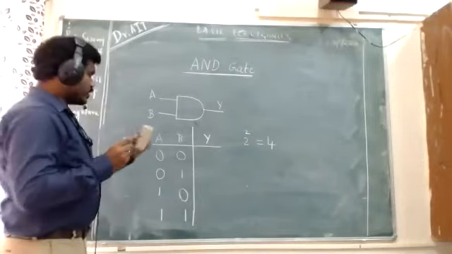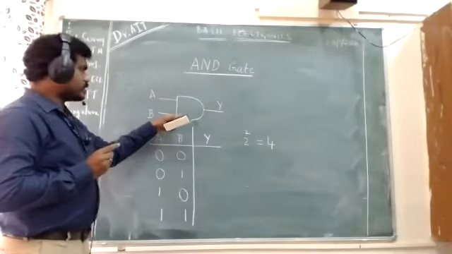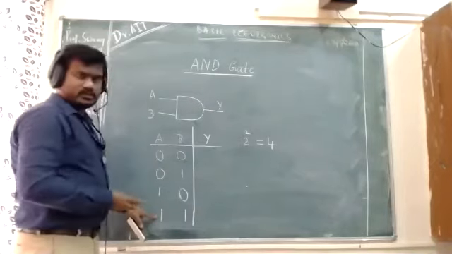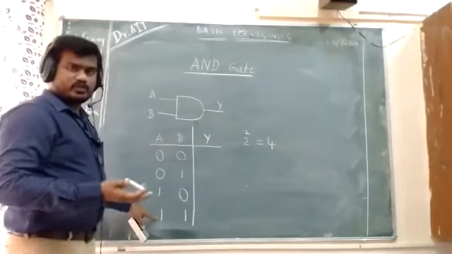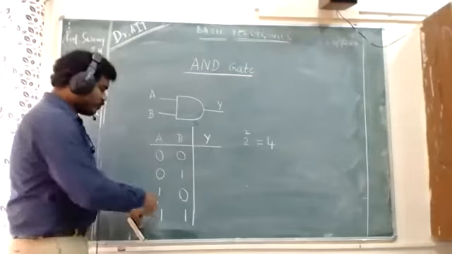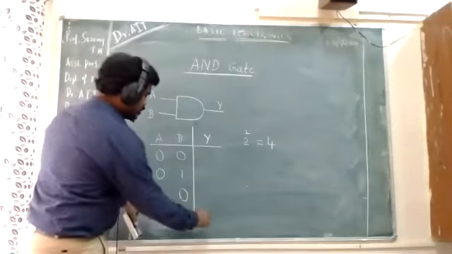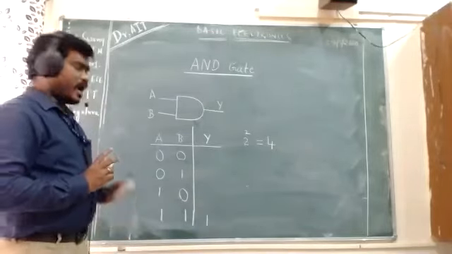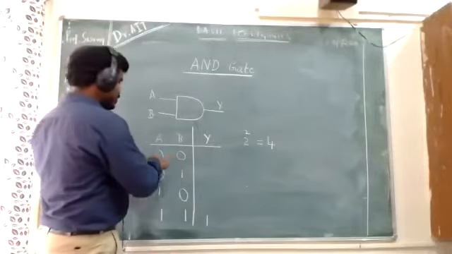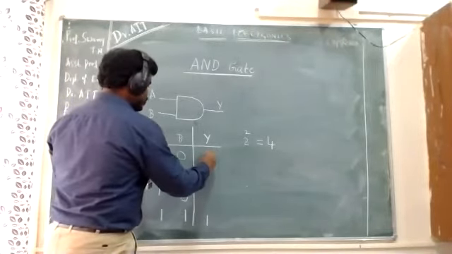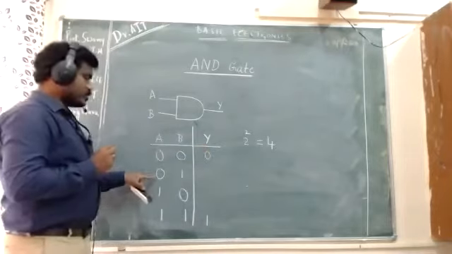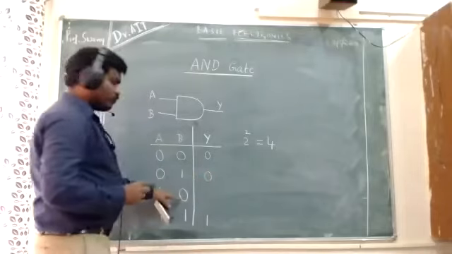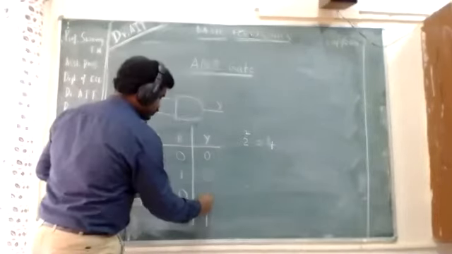As you know, the output of the AND gate is logic high only when all inputs are logic high. Only one case satisfies that rule, so the output is 1 for only one combination. For the rest of the combinations, the output is 0: for 0, 0 the output is 0, for 0 and 1 the output is 0, and for 1, 0 the output is 0.